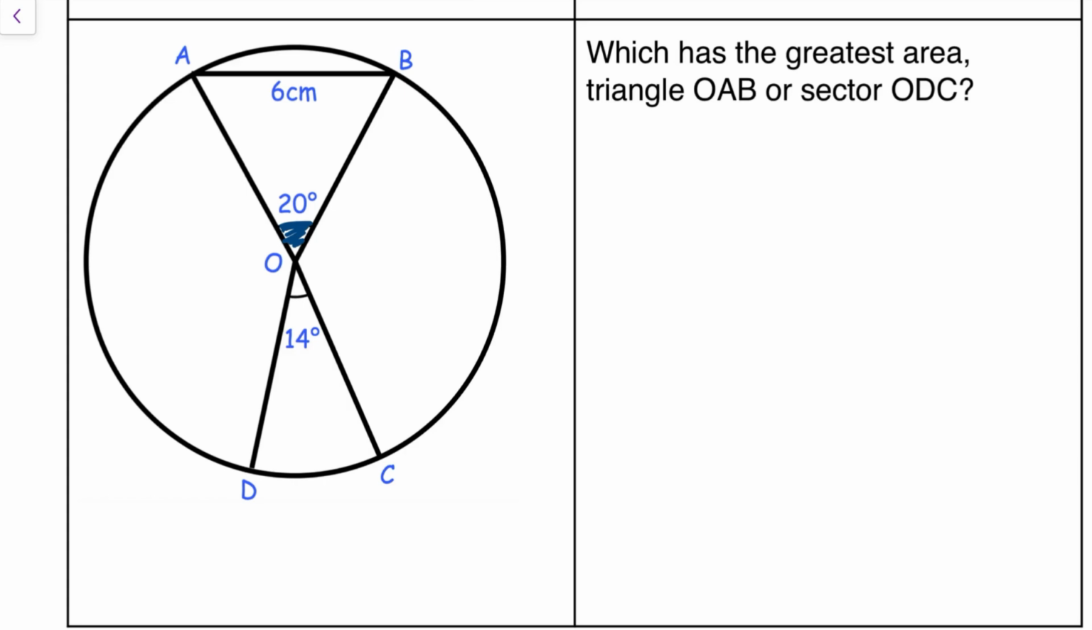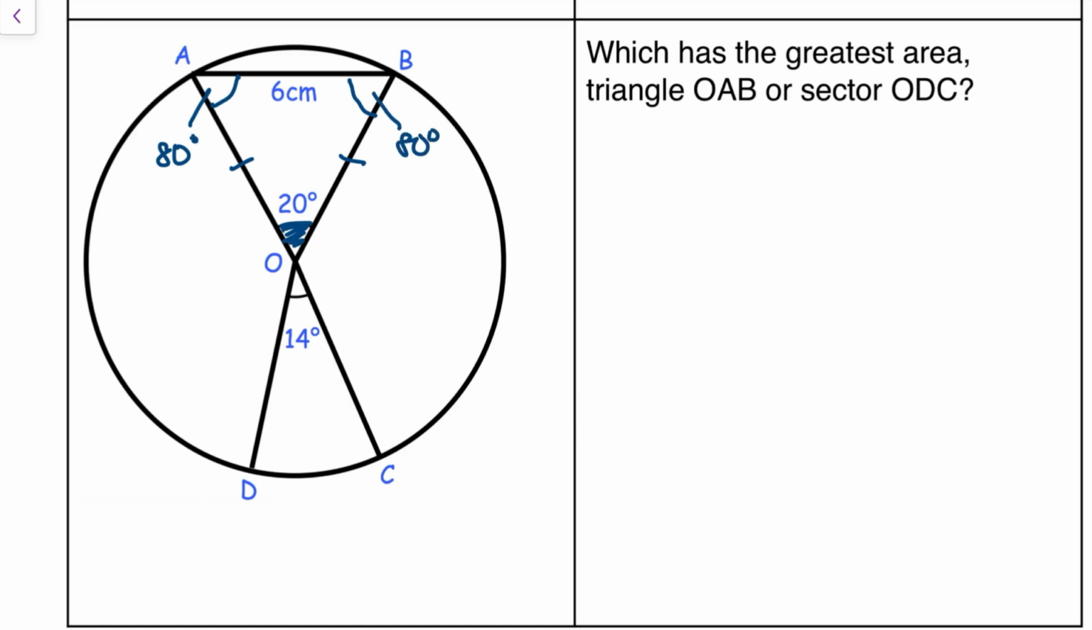Now, I can't do this, can I? Because I don't know what the radius is. So actually, first step, what should I do? Oh, actually, of course, this is an isosceles triangle, isn't it? So it's an isosceles triangle. If this is 20, this is 180 minus 20, which is 160, divide by 2, which gives me 80.